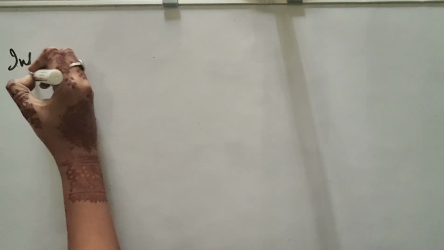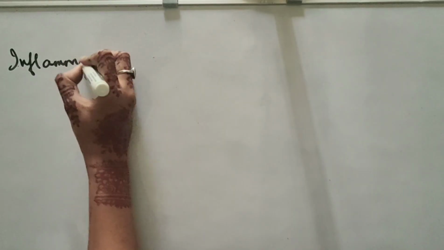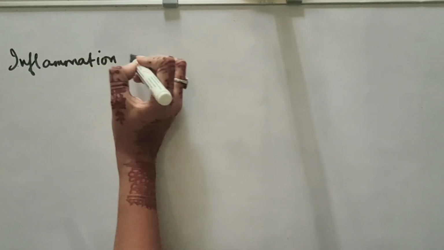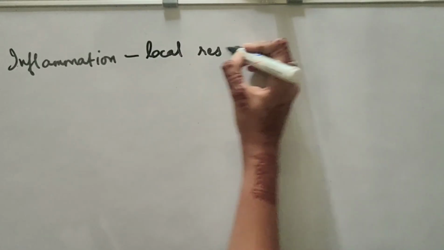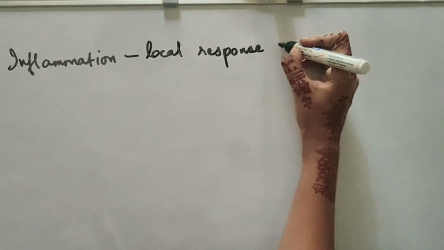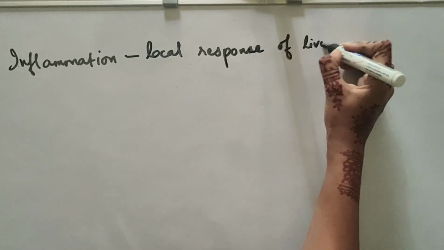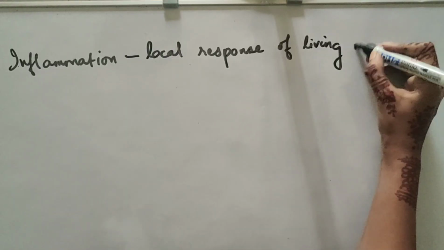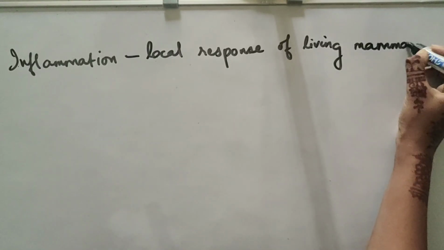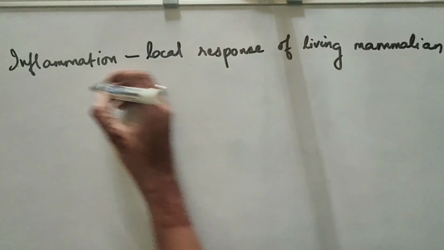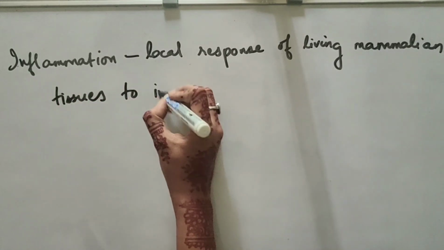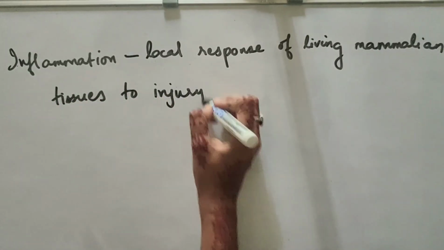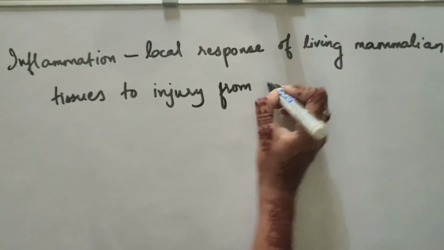So starting with the definition, inflammation is defined as local response of living mammalian tissue to injury from any agent.